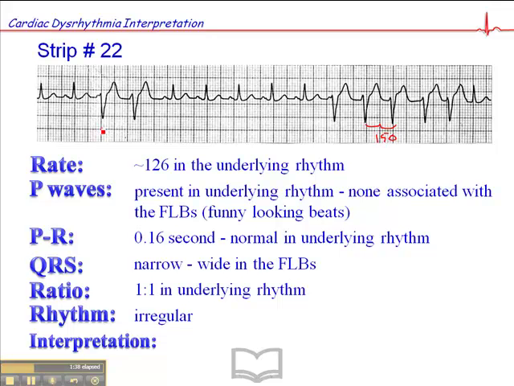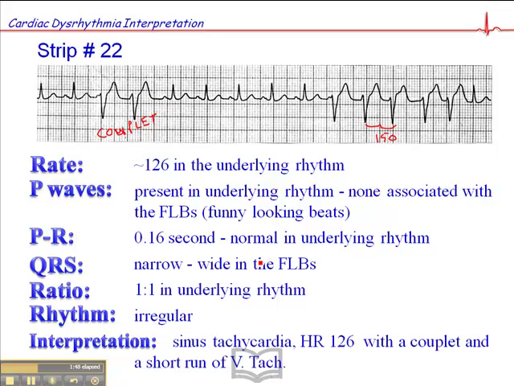And we have a couplet over here. I'll just label it, oops, that's supposed to be a U. Couplet. There we go. And so the interpretation here is a sinus tachycardia with a heart rate of 126 with a couplet and with a short run of VTach.